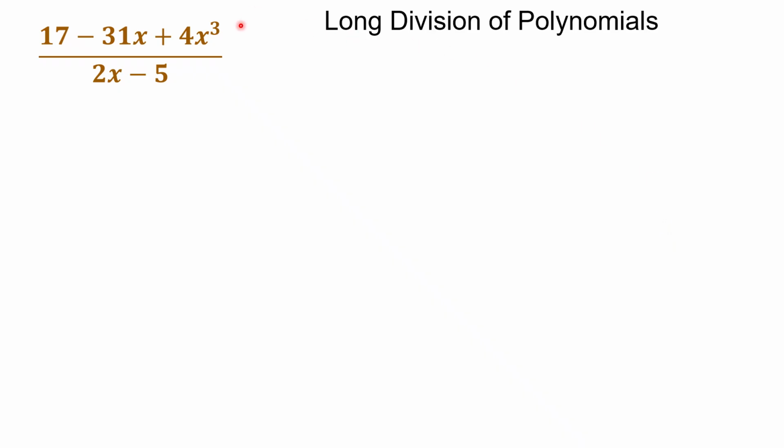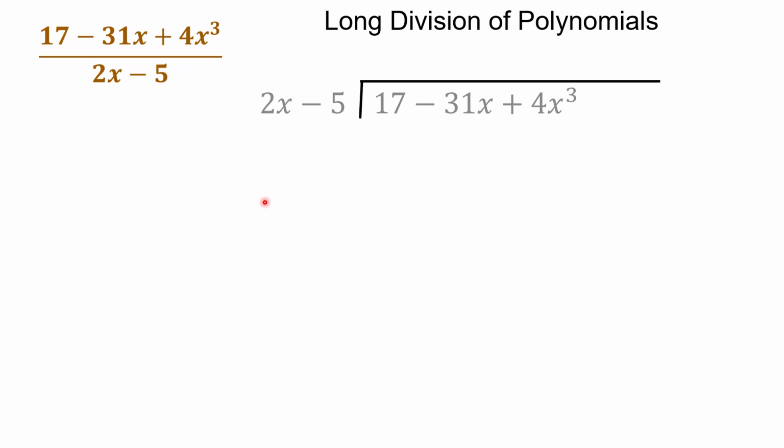As you can see, we have a numerator 17 minus 31x plus 4x^3, and then the denominator 2x minus 5. This translates to a division problem where 2x minus 5 is on the outside and 17 minus 31x plus 4x^3 is on the inside.